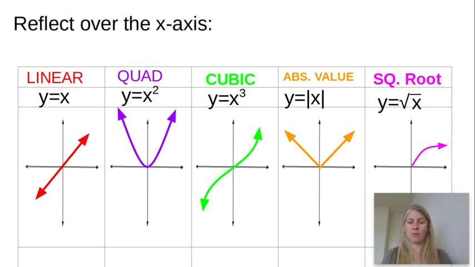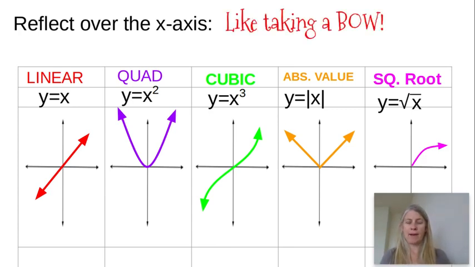And that's why they all start and end at the origin. So we're going to learn how to reflect over the x-axis. Remember, the x-axis is your flat one, and we're going to take our picture and flip it over the x-axis. This is like taking a bow after an awesome performance on a stage. What this looks like is a negative in front of the function.